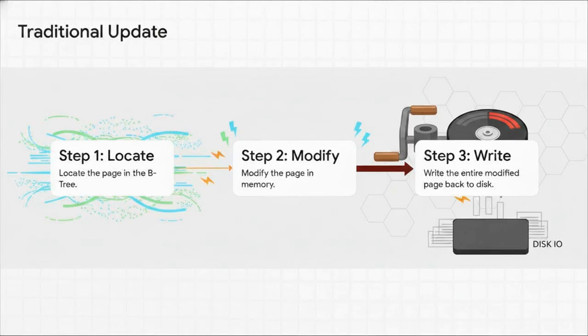A traditional update is a three-step dance. The first two steps? Lightning fast. They happen entirely in the computer's super-fast memory. But that third step, writing the entire modified page back to disk? Oh, that's the killer. That physical write is just orders of magnitude slower.